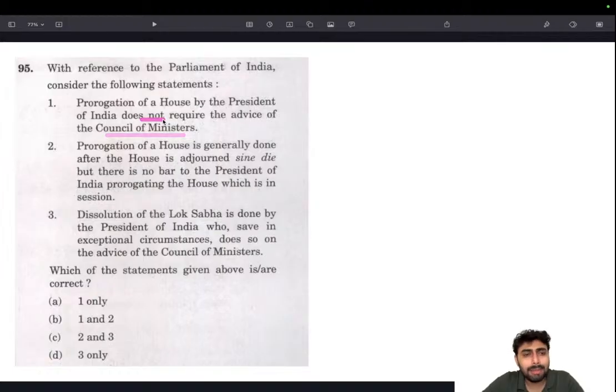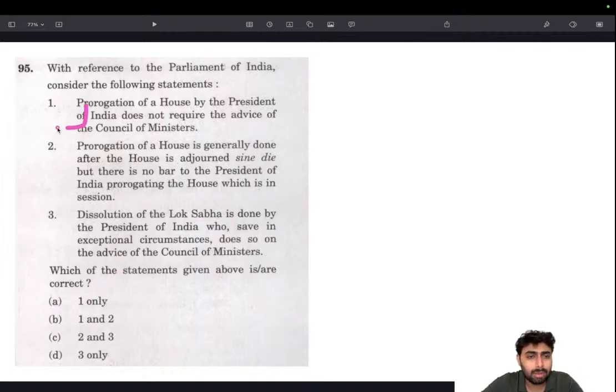There are a few instances where the President need not require the advice of the Council of Ministers. That is true. For example, if the government loses the majority or a no confidence motion is passed, then there is no Council of Ministers. Then the President is not bound by the Council of Ministers because they are no longer the Council of Ministers. So things like that can happen. But in most cases, the President is bound by the advice of the Council of Ministers.